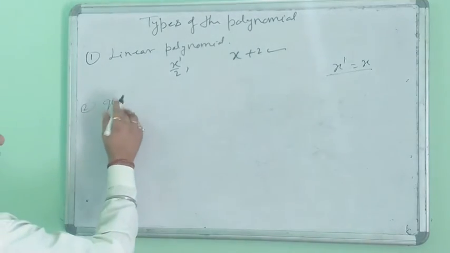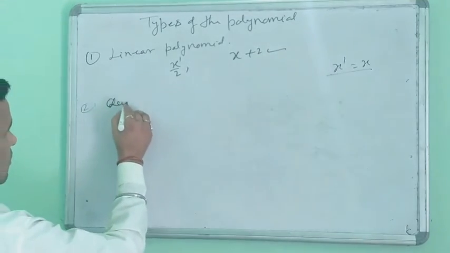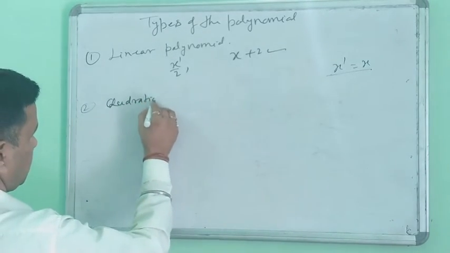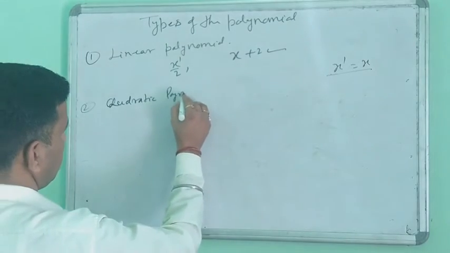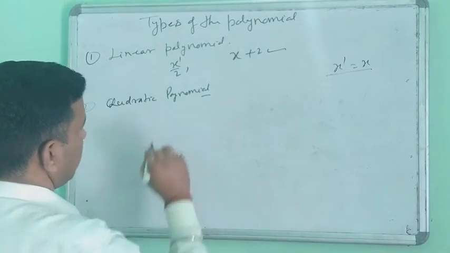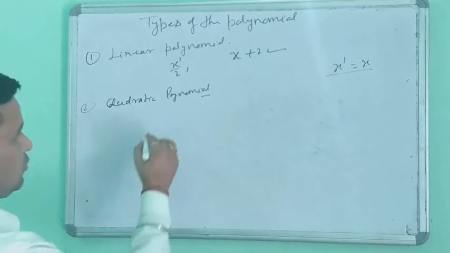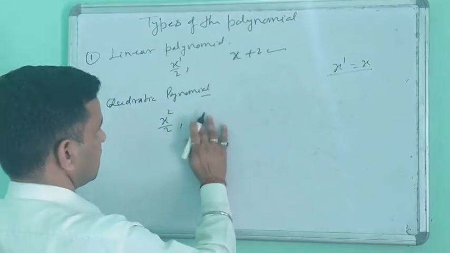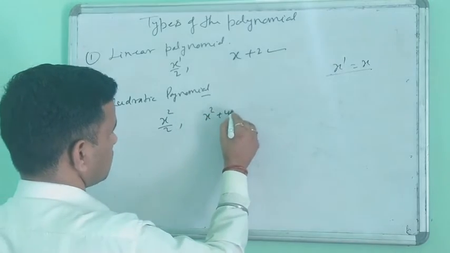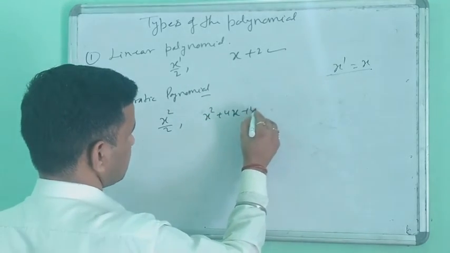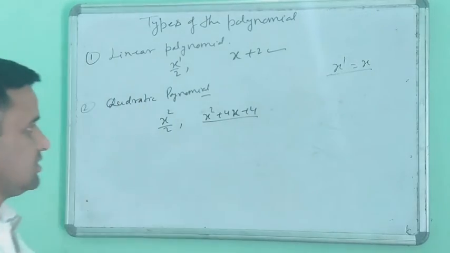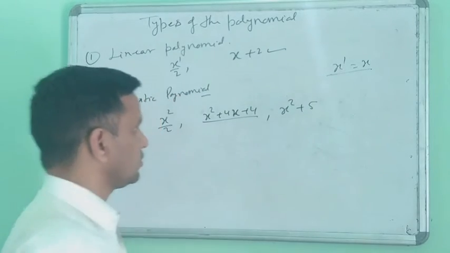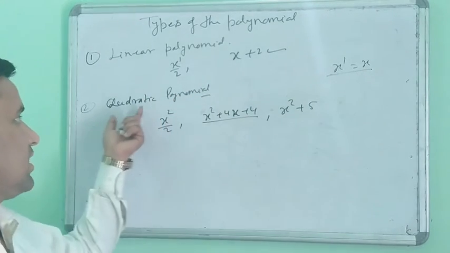Second is the quadratic polynomial, meaning a polynomial with power 2. Suppose you write x square upon 2, or x square plus 2x plus 4, or x square plus 5. These are forms of the quadratic polynomial.